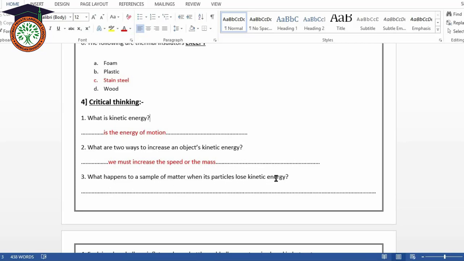So these are the 2 factors affecting kinetic energy. What about the third one? What happened to a sample of matter when its particles lose kinetic energy? If any matter is made up of particles, when these particles lose energy or kinetic energy, what will this cause? They may be contracting, or lose energy, especially the thermal one.